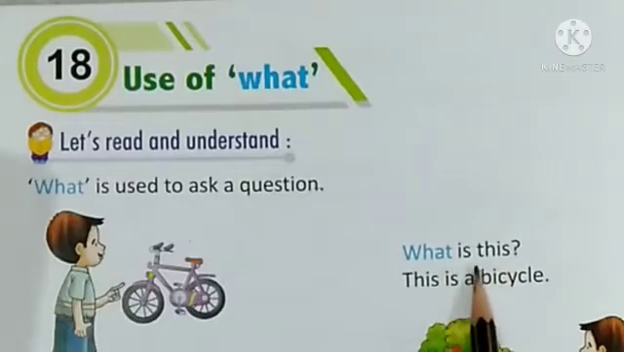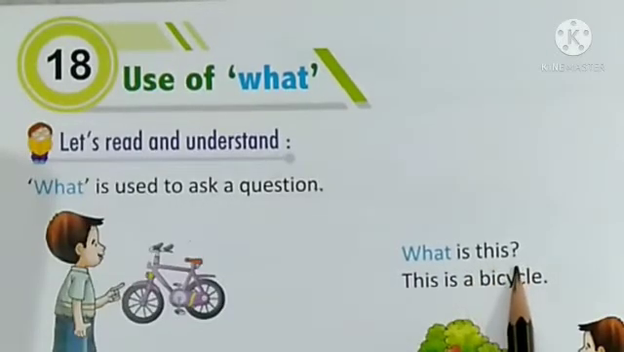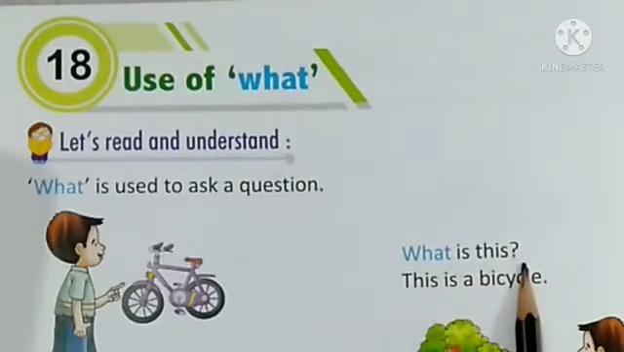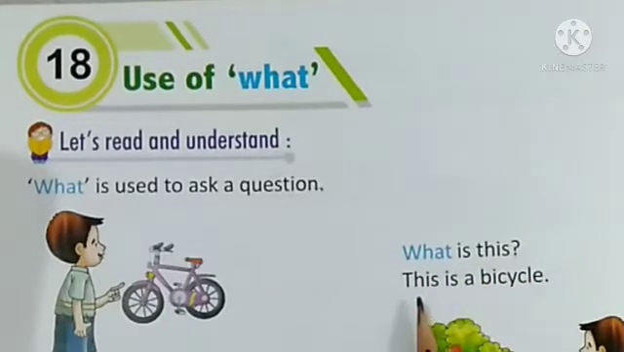What is this? This is a question mark. When we want to ask a question, we will put this sign. What is this? This is a bicycle. Here is a boy. He's asking, what is this? Then someone told him, this is a bicycle.